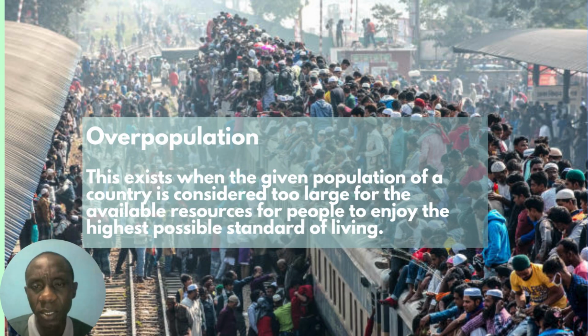So I have overpopulation. Overpopulation exists when the given population of a country or an area is considered too large for the available resources for people to enjoy the highest possible standard of living. One important thing when you talk about population is relating it to the available resources. So when you say overpopulation, you have more people than the resources available in that area that can sustain them and make them enjoy the highest possible standard of living.